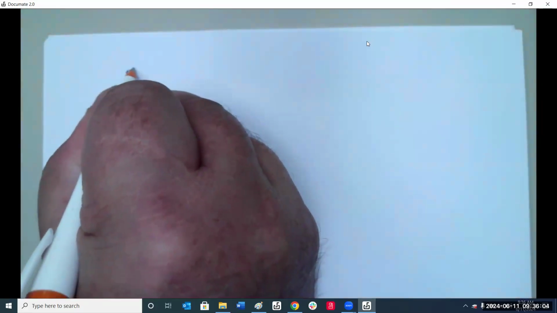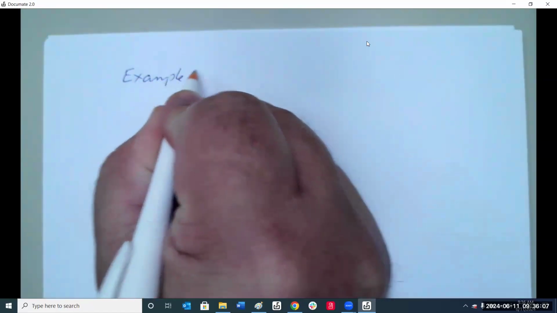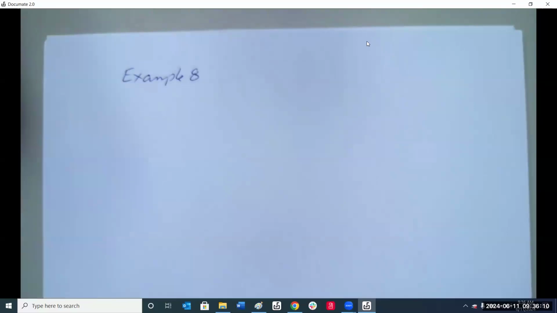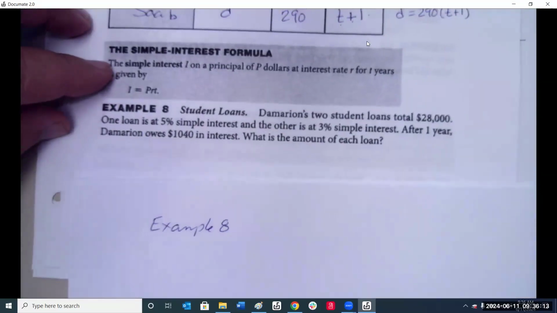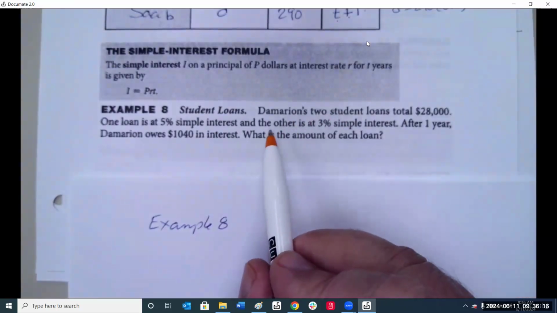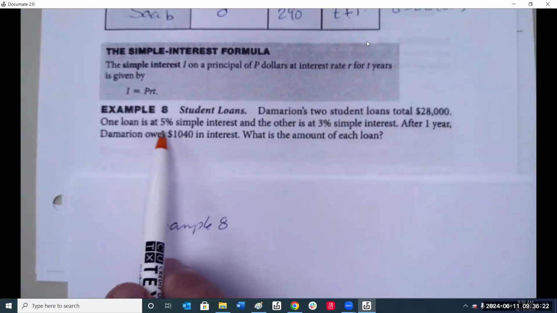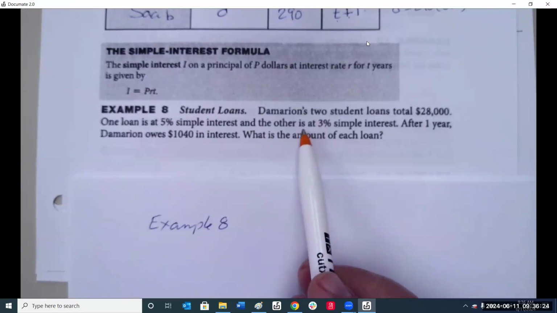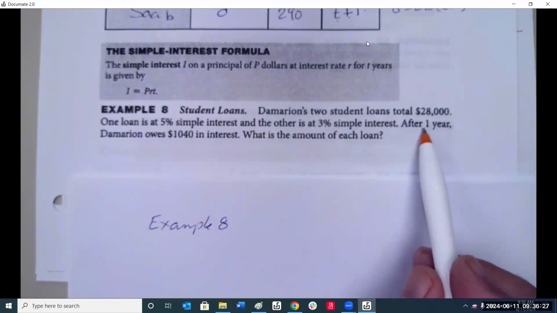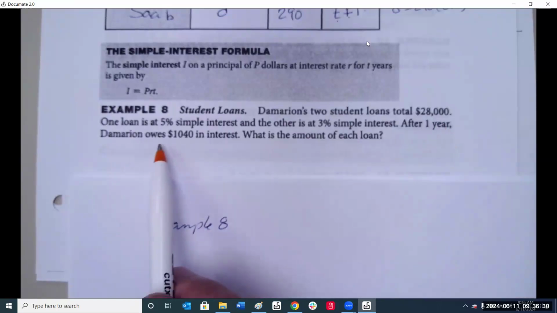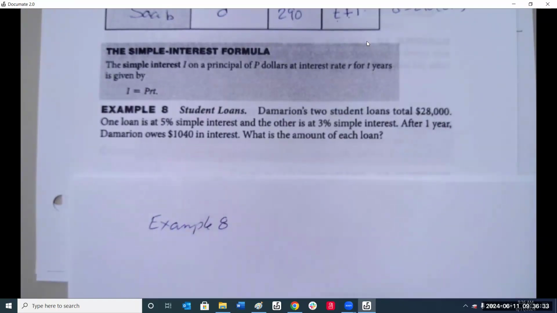Let's look at example 8. Example 8 says this. Student loans. Demarian's 2 student loans total $28,000. One loan is at 5% simple interest, and the other is at 3% simple interest. After 1 year, Demarian owes $1,040 in interest. What is the amount of each loan? So let's look at what he says.